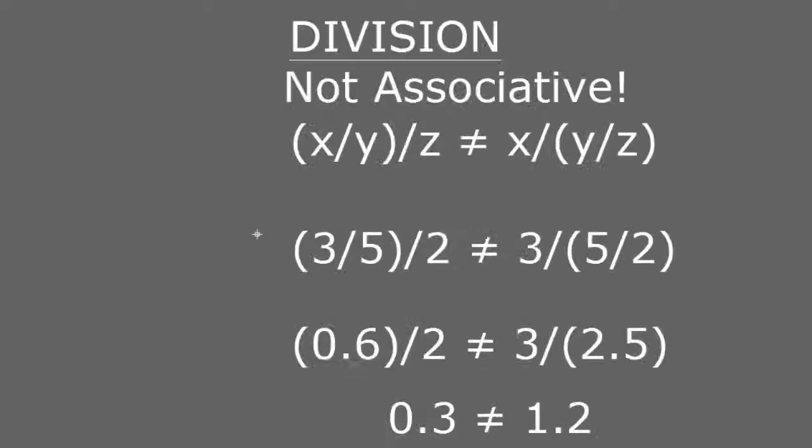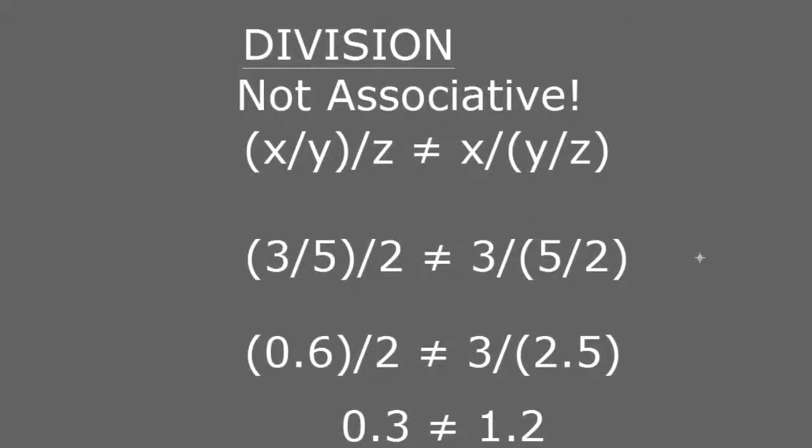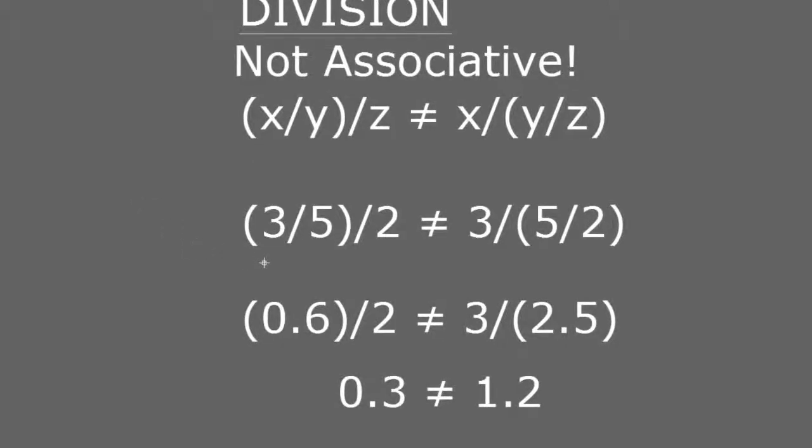Now division, you have to be very careful because division does not follow the associative property. If you first divide x by y and that result is then divided by c, you're not going to get the same result if you first get x and that is divided by the result of y divided by c. Let's do it with numbers so we can see it more clearly. I have 3 divided by 5 and all of that divided by 2.